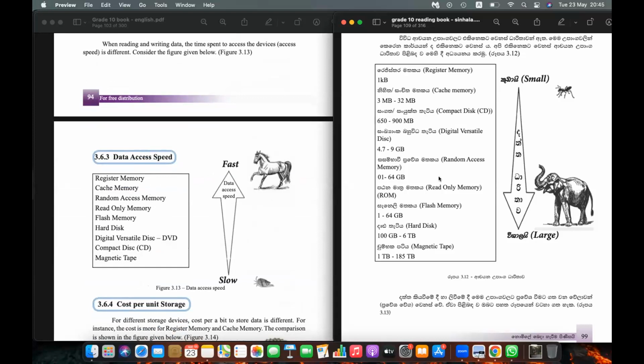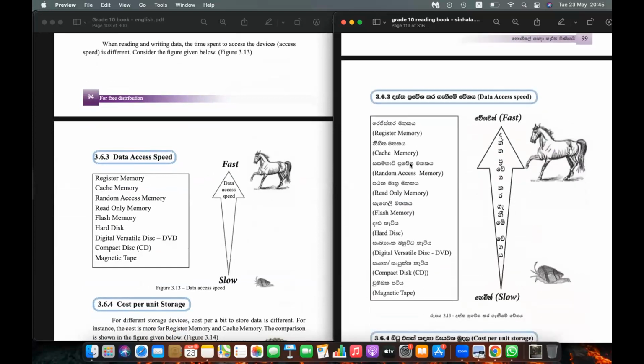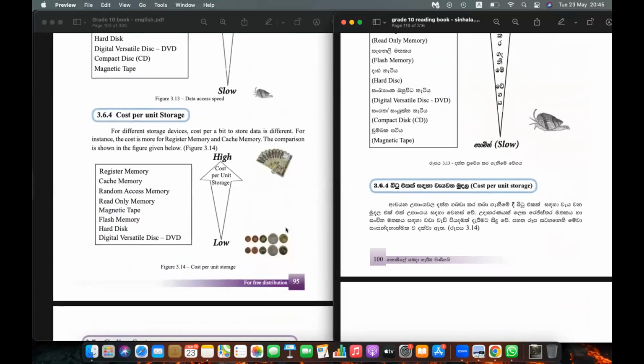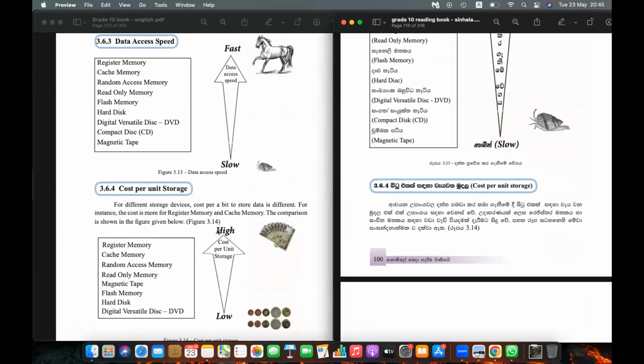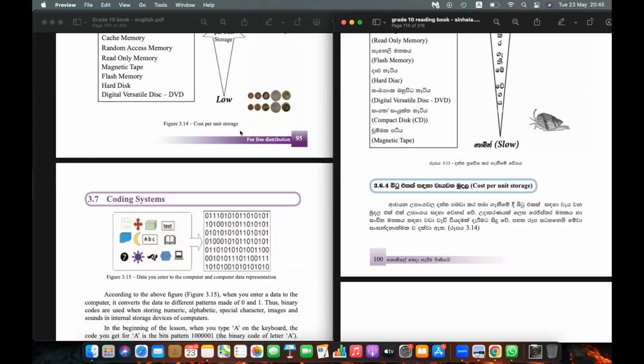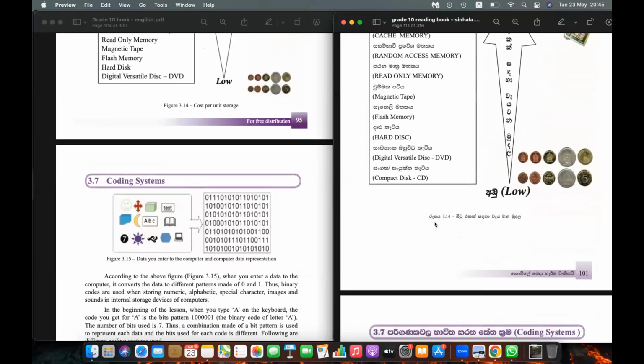So out of these you can see some of these, not everything. And the access speed, you can see some are faster, some are slow, right? Some are costly, the registers are costly, and this is low cost, right? This is per unit cost, the amount of money spent per unit.